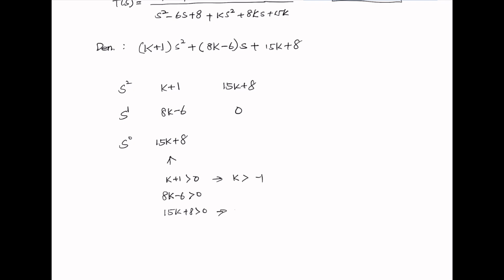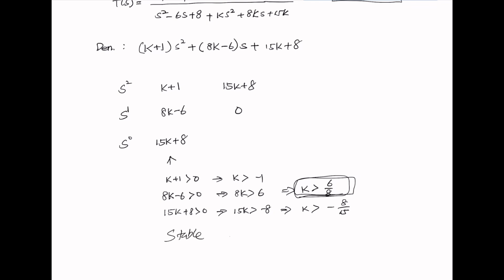By looking at this, K has to be greater than -1. And from here, 15K is greater than -8, so K has to be greater than -8/15. And from the middle, 8K has to be greater than 6. That means K has to be greater than 6/8. So for stability, K has to be greater than 3/4.